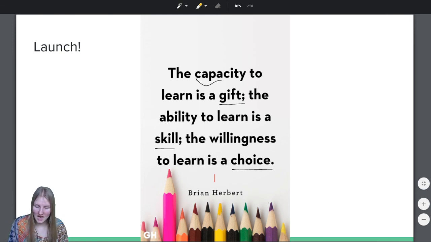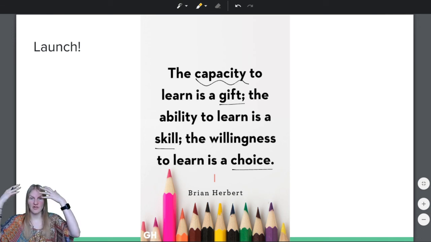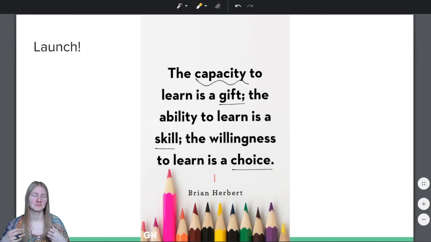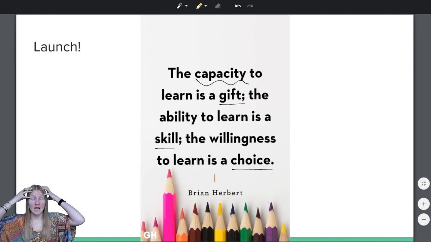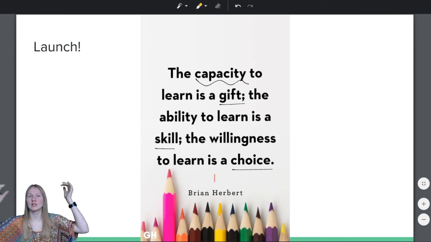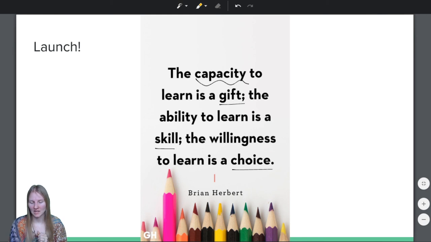The capacity to learn, the fact that we are capable of learning, that's a gift that all of us have. Don't think, oh, that person got more of the gift than me. No, no, no. We all have the capacity to learn, and our brains can grow. All of our brains can grow. So all of us have the capacity to learn. It is a gift given to us.